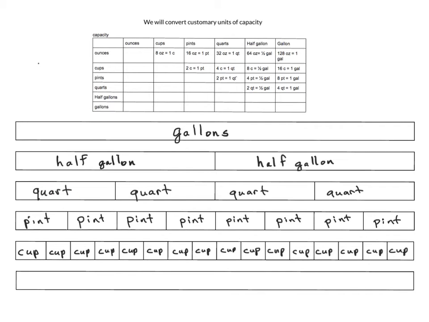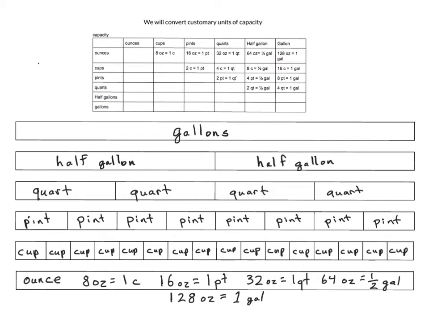The next unit of measurement is cup. And if you take a look, there's 2 cups in a pint, 4 cups in a quart, 8 cups in a half gallon, and 16 cups in a whole gallon. And finally, we have ounces. There's 8 ounces in 1 cup, 16 ounces in 1 pint, 32 ounces in 1 quart, 64 ounces in a half gallon, and 128 ounces in 1 gallon. Now, if you look at this chart above, all that information is right here. And I'm showing you that because we're going to use that to solve some problems.